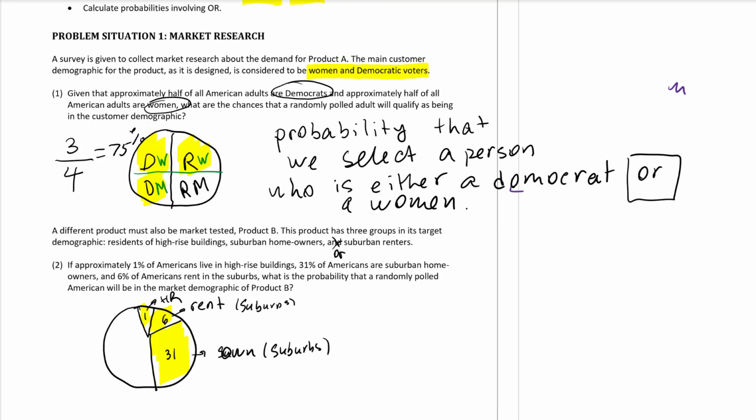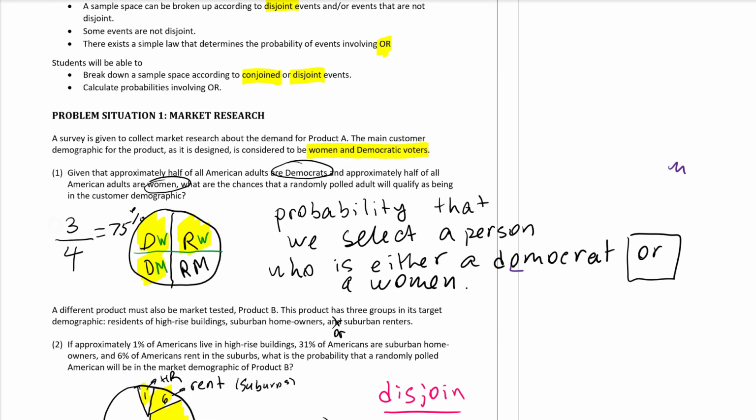So living in a high-rise and at the same time renting in suburbs doesn't match. They're not connected. So those types of events or those types of categories are called disjoint. They're not connected. While the other ones, the one that we've seen in question 1, they do have some relationship. They are conjoint.